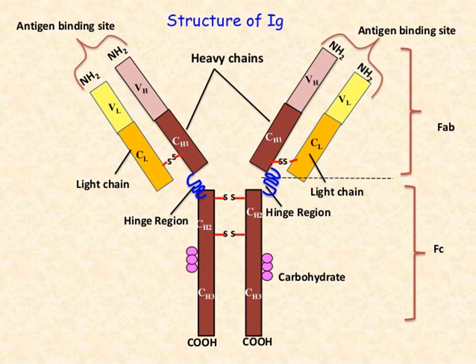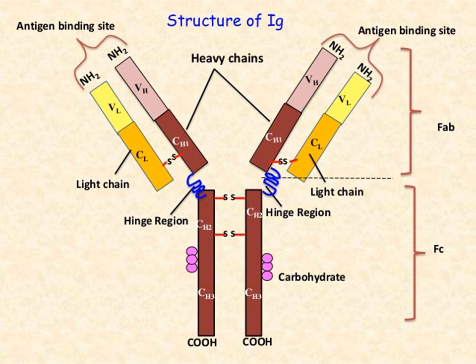If you look at the right side of this picture, you can see that two terms are written: FAB and FC. These are the two important fragments, the FAB fragments and the FC fragment. The FAB fragment contains the antigen binding sites, while the FC fragment is involved in complement fixation, complement attachment, attachment to various other cells and some other biological properties.